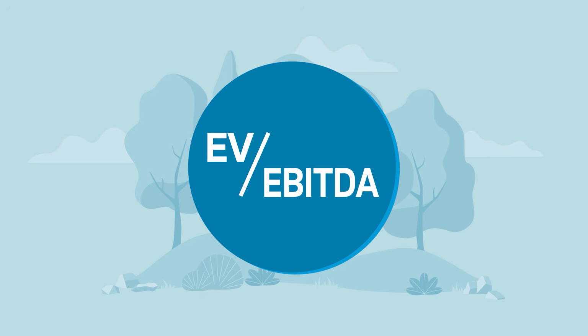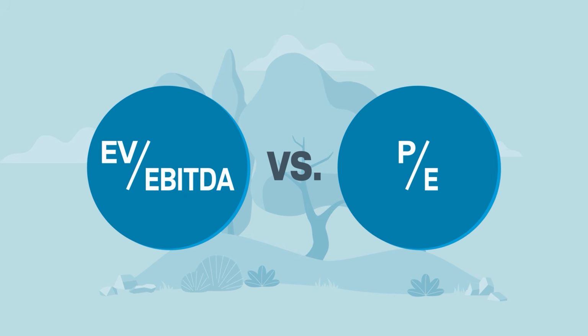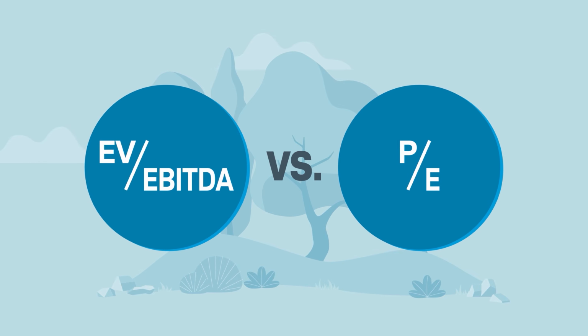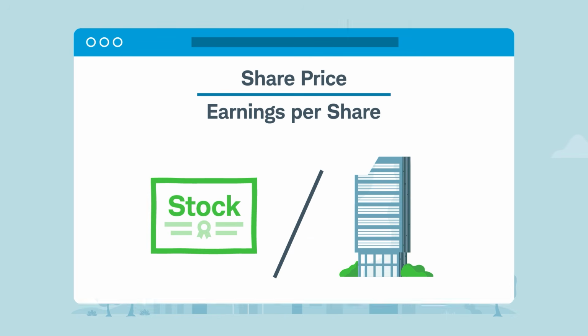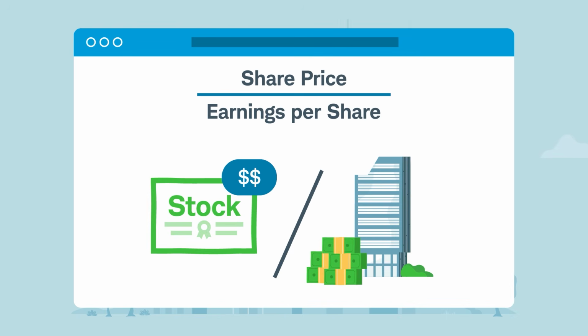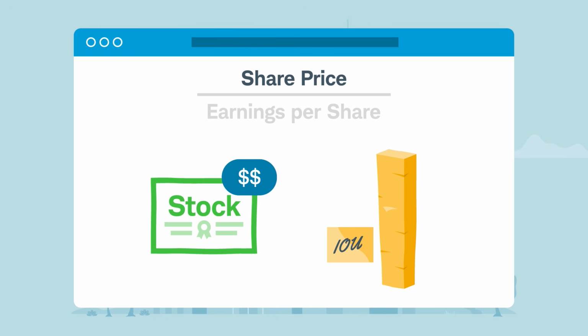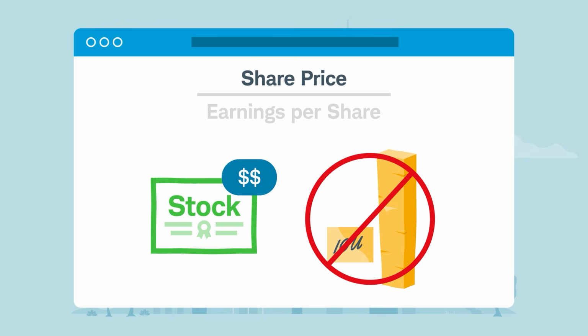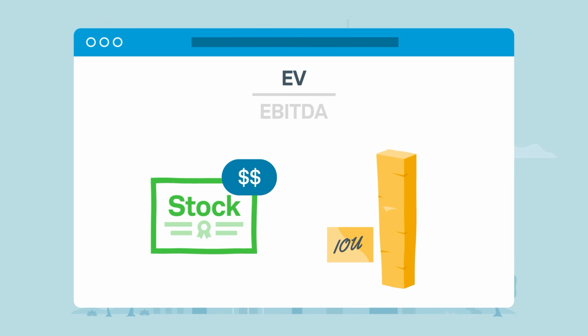EV to EBITDA is often compared to another popular valuation metric, the PE or price to earnings ratio. Some investors prefer the EV to EBITDA ratio because it accounts for factors that the PE ratio doesn't. The PE ratio compares the price of a stock to its earnings and tells investors how much they're paying for those earnings. But this approach has some issues. For instance, to represent a company's value, the PE ratio only uses its market cap, not its debt. Companies that have a large amount of debt may be putting their future earnings at risk. The enterprise value may paint a more accurate picture because it accounts for both equity and debt.